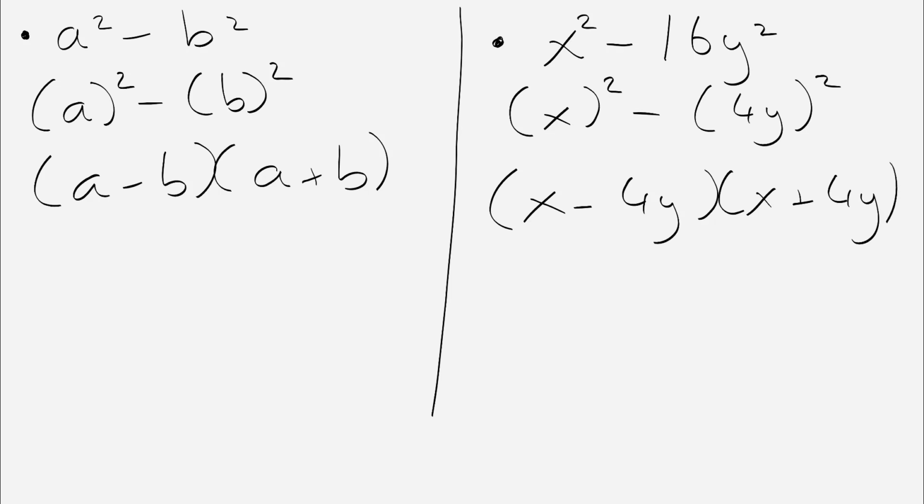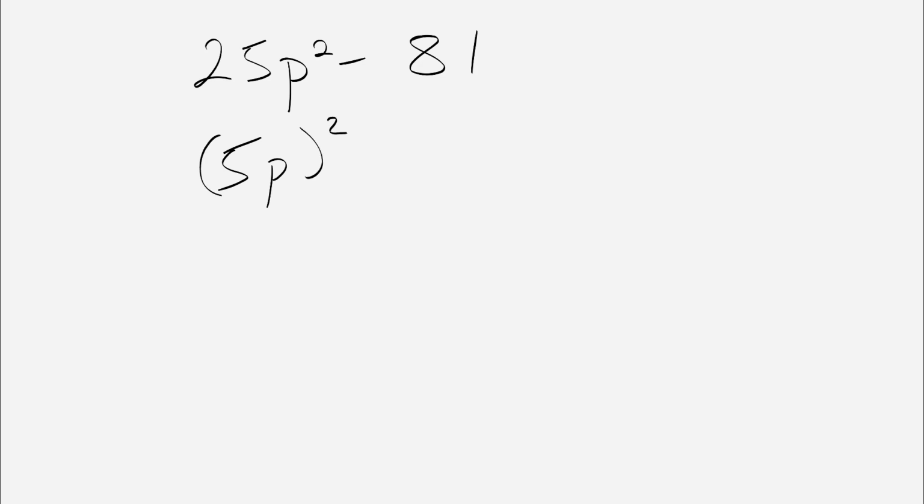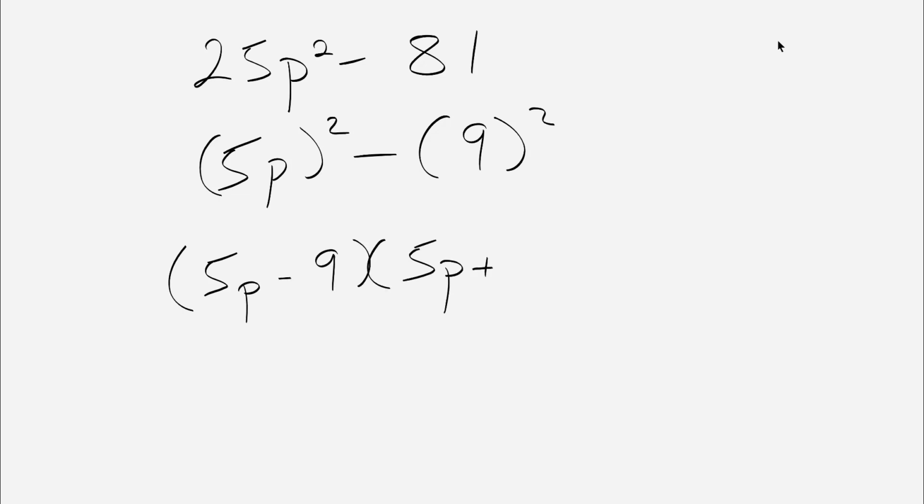and that is that one factorized. Let's have a look at one more example for you. Let's say I had 25p squared minus 81. So I'm going to rewrite this as 5p to be squared minus 9 to be squared, because if you multiply 5p by itself, you'll get 25p squared. If you multiply 9 by 9, you'll get 81. So we have it written in the correct format. Now we just apply the rule. It's going to be 5p minus 9, 5p plus 9.